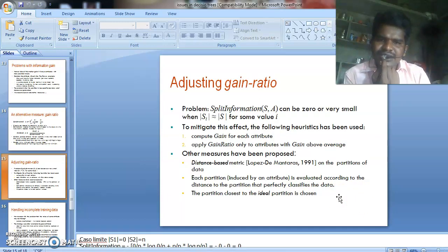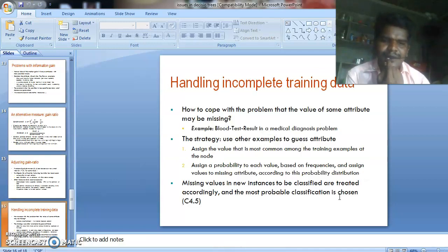And adjusting the gain ratio, here the mod S of i is equivalent to the mod S, some value i. To mitigate this effect, the following heuristic has been used. Compute the gain for each attribute, and apply the gain ratio only to attributes with gain above average. These are the problems in decision tree learning.